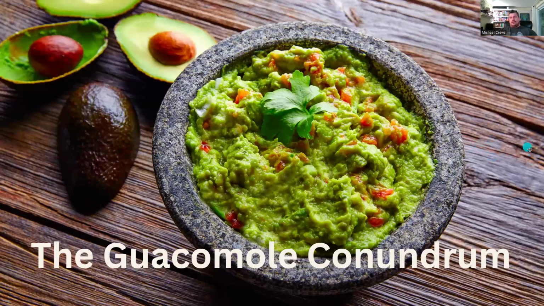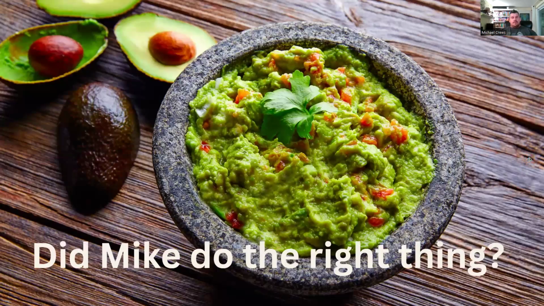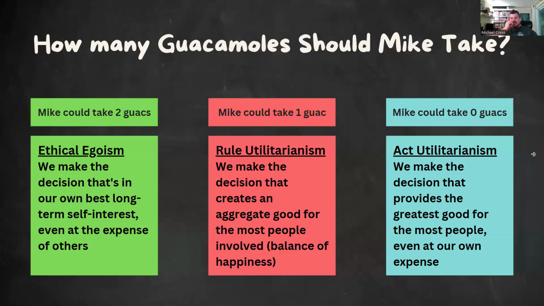The guacamole, though, almost becomes a microcosm of how we can look at the theories themselves and how they're applied, the consequential theories. So the question is, did Mike do the right thing? Should I have taken the two guacamoles? Well, like a lot of things in this class, it's a matter of perspective and how you see it, right? There are three main theories that we look at in this chapter. There's more to consequential ethical theories than these, but these are the big ones. We have ethical egoism, rule utilitarianism, and act utilitarianism.